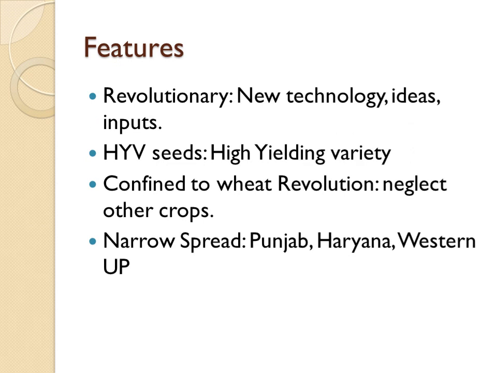So, what are the features of Green Revolution? Green Revolution was obviously a revolutionary step, as new technology and ideas were introduced here. HYV seeds. This is a very important term. High yielding variety seeds were introduced in the Green Revolution. The next feature of Green Revolution is this: it is confined to wheat revolution. The production of wheat majorly increased in this, and it neglects other crops.